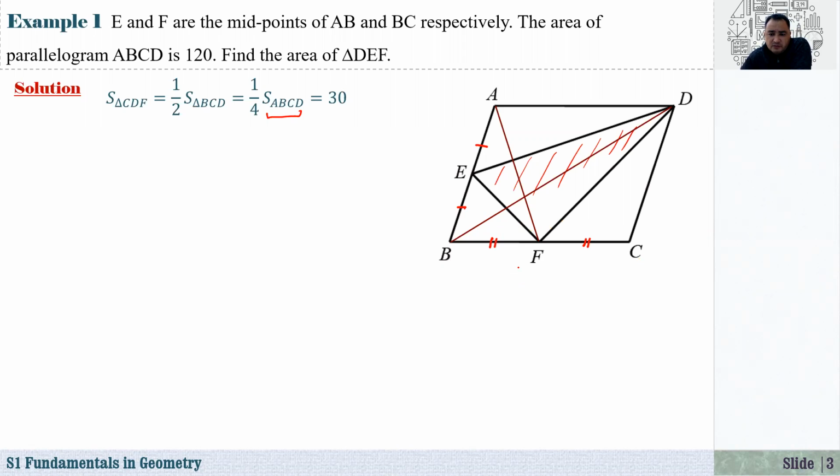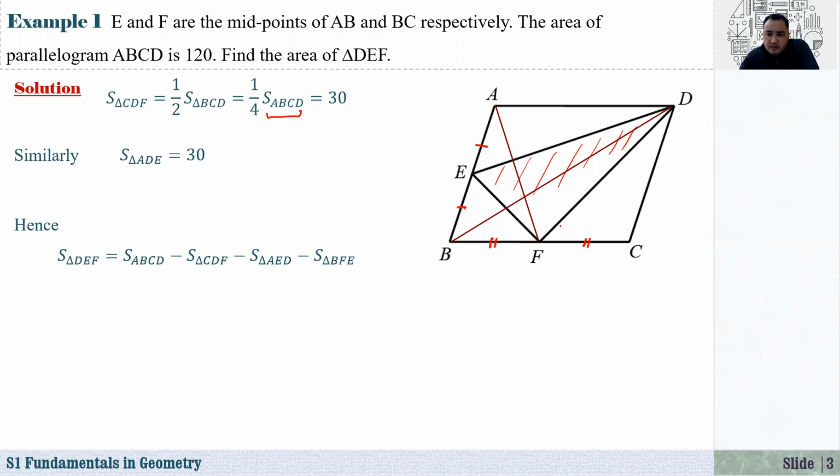Why is this so? Because if you look at triangle ABF and triangle DFC, their heights are the same, and bases BF and FC are equal. That means their areas are equal. So the area of triangle ABF is equal to 30. On the other hand, triangles ADE and AEB are equal, and their sum is just half the area of the parallelogram, so the area of ADE is equal to 30.